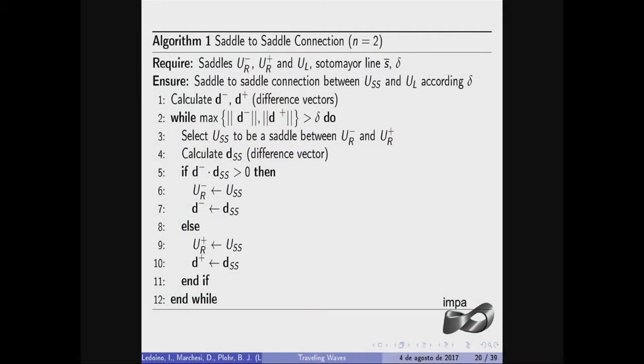Here's a simple algorithm to find this connection. Basically, in order to know if you want to choose the middle point to be the left or the right, you take the inner product of the difference vectors. If it is positive, then they point in the same direction. If it is negative, they point in opposite directions.